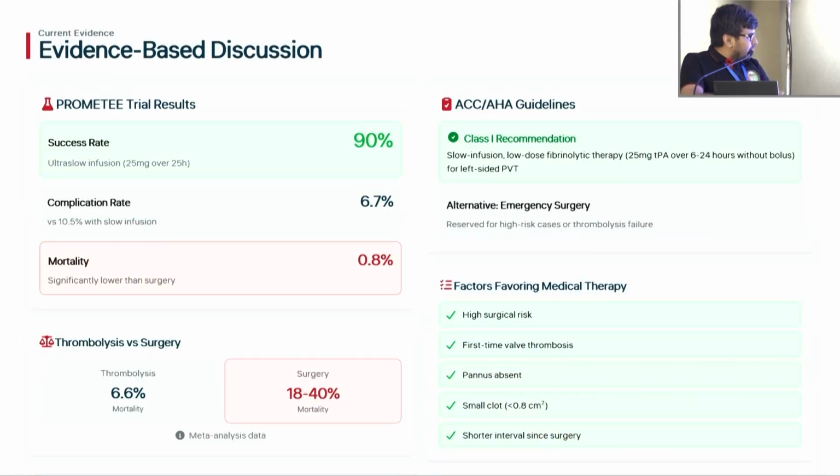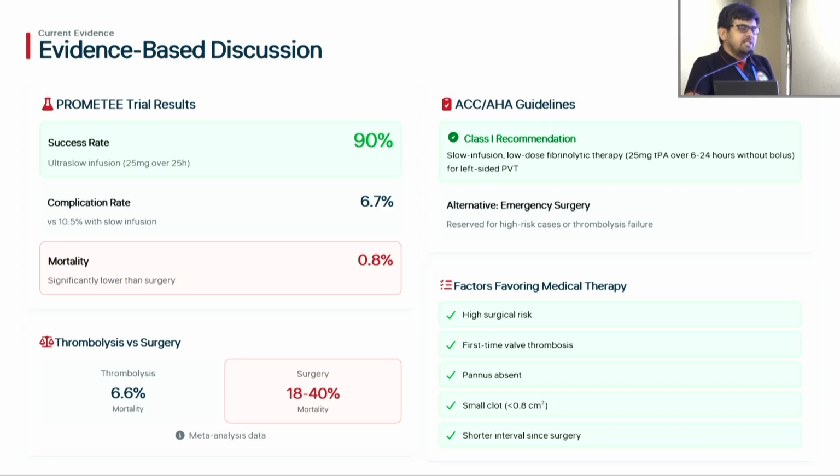So as I said before, the success rate of ultra slow infusion, 25 mg over 24 hours, is 90%, and complications were fewer, 6.7% for ultra slow infusion, and the mortality is 0.8%. Thrombolysis has a mortality of 6.6% when compared to surgery at 18 to 45%.